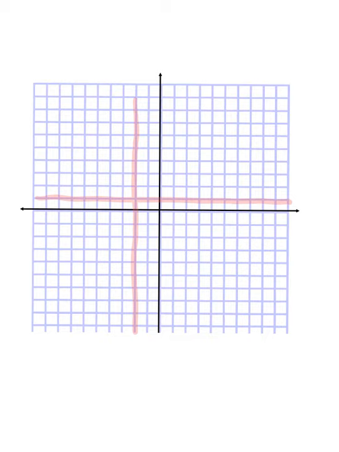Let's go ahead and do points. So we have the ordered pair 0, -3/2, which is about sitting right there, and we had the point 3, 0.